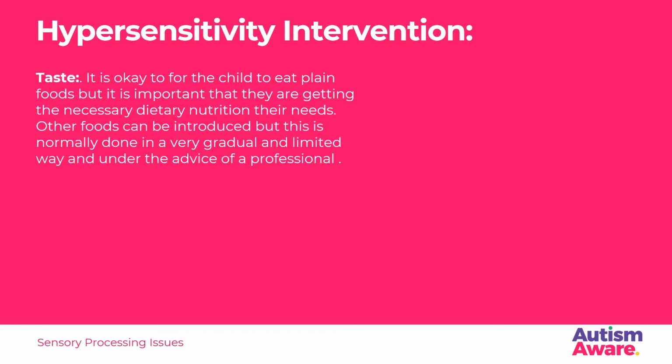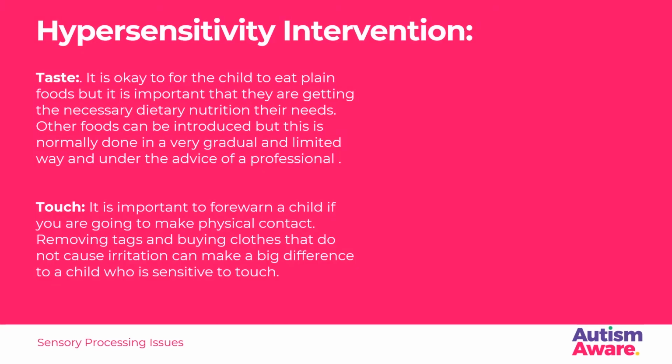Taste. It is common for a child with autism to be a plain eater. Dry, white, crispy foods are often all some children will eat. Some foods have too strong a flavour. It is okay for the child to eat plain foods, but it is important that they get the necessary dietary nutrition they need. If there is any concern, professional advice from a nutritionist is advised. Other foods can be introduced, but this is normally done in a very gradual and limited way, and under the advice of a professional.